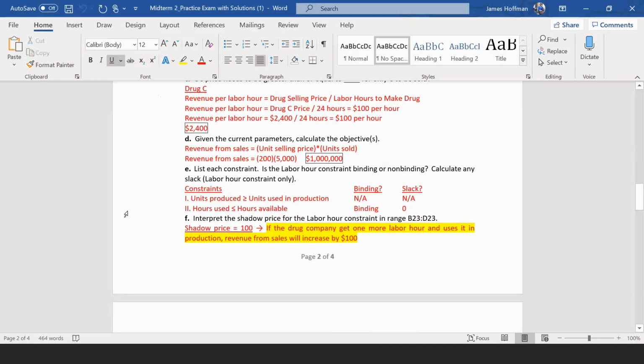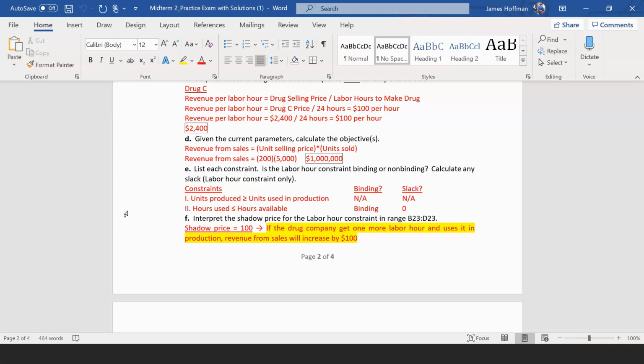All right. So the shadow price is 100. From the sensitivity report, the shadow price is equal to 100. Okay, and so you're asked just to interpret that one specific shadow price for the labor hour constraint. So what does that shadow price mean?